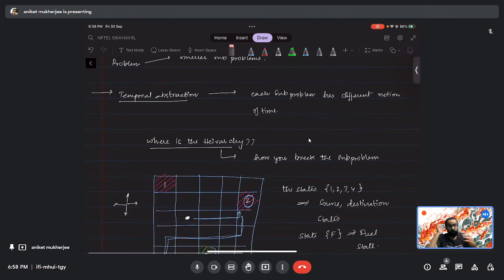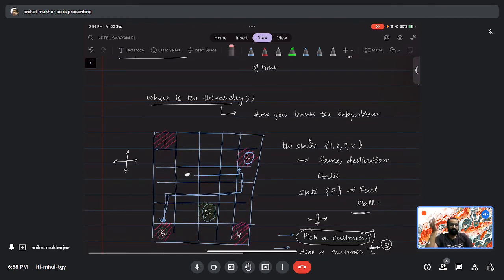Okay, so the hierarchy here comes in how you break the sub-problem. Wanting to learn to go to a restaurant involves first me learning to go to the door in my room. If I don't learn that, I'm never going to the restaurant. So the hierarchy is, unless I learn how to go to my room, I can't do the next thing.